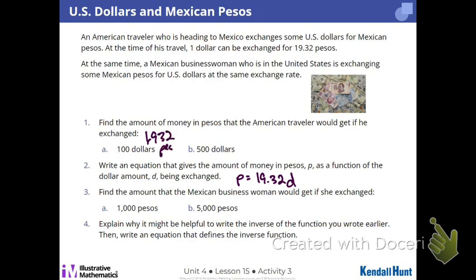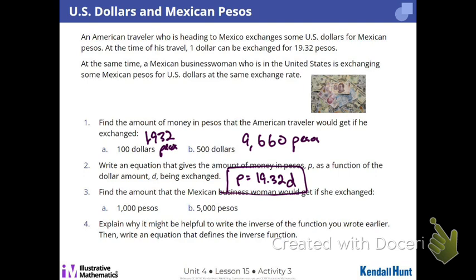1,932 pesos. $500 is 9,660 pesos. All right. And so, did you see how Tess said I just multiplied all the dollars by 19.32? Check out our equation. The number of pesos is equal to 19.32 pesos times the number of dollars.